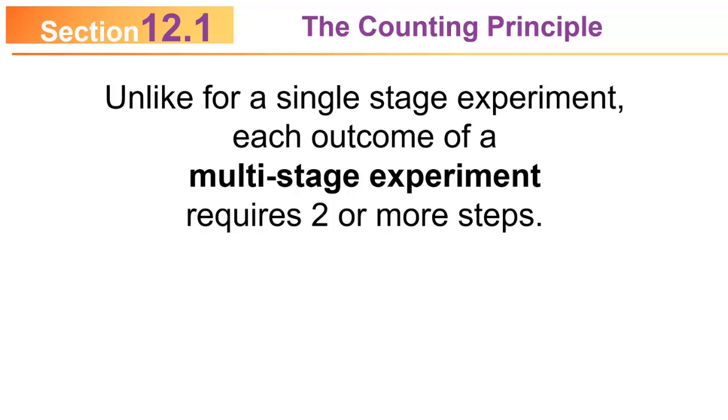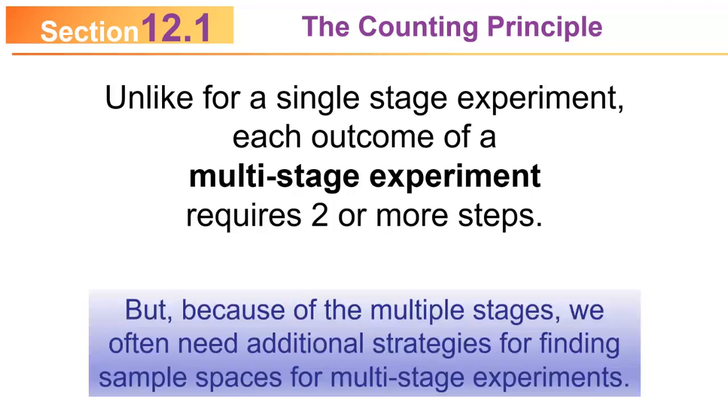However, unlike for a single-stage experiment, each outcome of a multi-stage experiment requires at least 2 steps. A single-stage experiment requires 1 step. A multi-stage experiment requires 2 or more steps. But because of the multiple stages, we often need additional strategies for finding the sample spaces because of the added complication of having multiple steps.